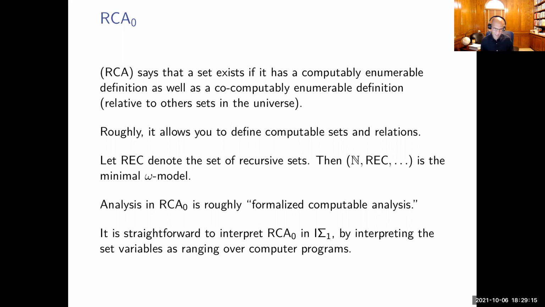And in this case, it's straightforward to interpret RCA naught in I sigma 1. Because as I said, you can think of the set variables of RCA naught as ranging over computable sets. Well, a computable set is given by a Turing machine, or some index for a Turing machine, or an index for a computable function. So roughly in I sigma 1, you can interpret RCA naught by interpreting the set variables as ranging over numbers representing indices for computable functions. And you have to be careful to state that precisely and describe the translation. But it's the kind of thing that proof theorists do straightforwardly. So it's just a translation.